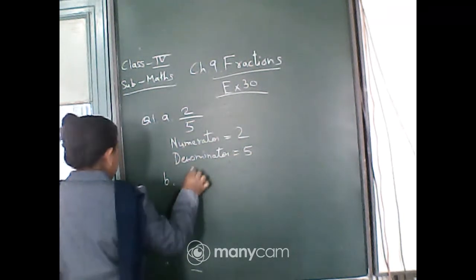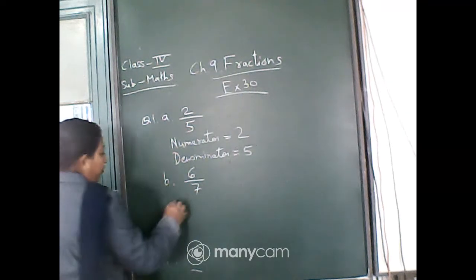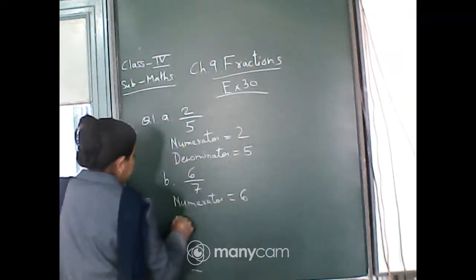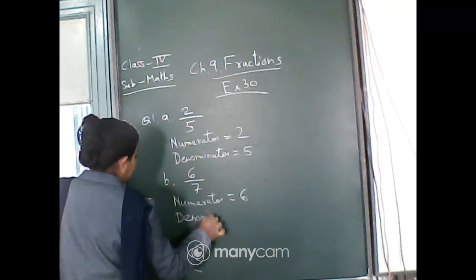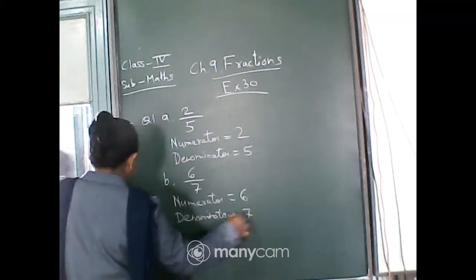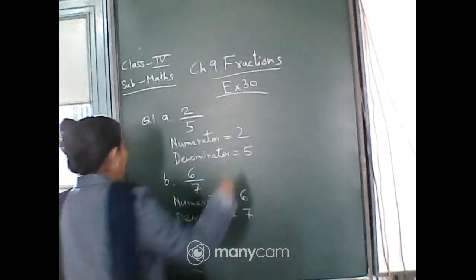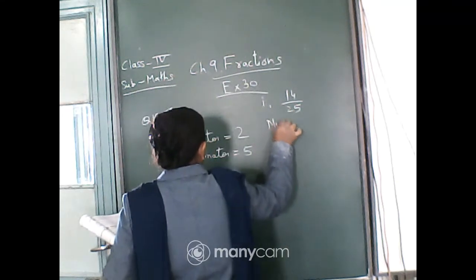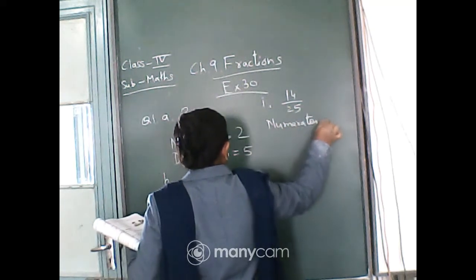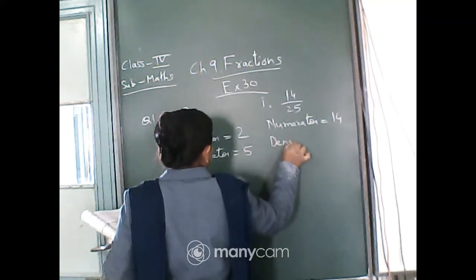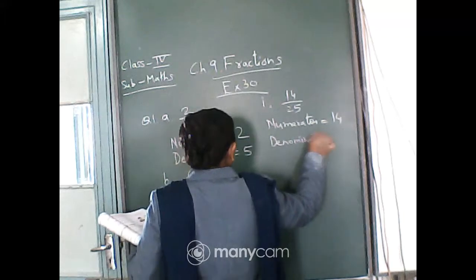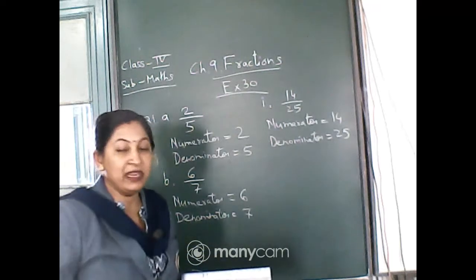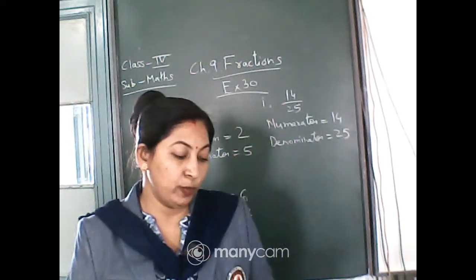Number B, 6 by 7. In the same way, what will you write? Numerator is equal to 6 and denominator is equal to 7. Similarly, if we are doing number I, it is given 14 by 25. So numerator is equal to 14 and denominator is equal to 25. Okay. This is very easy, you will do it in the book, writing the numerator and the denominator.